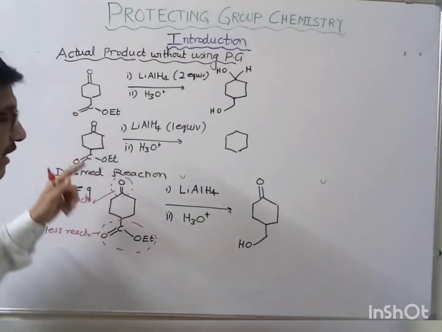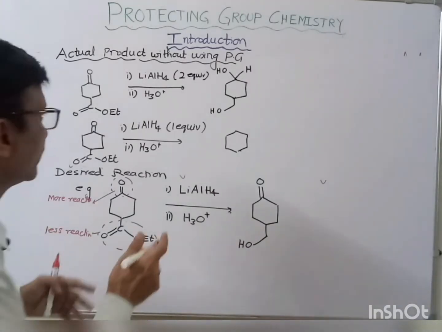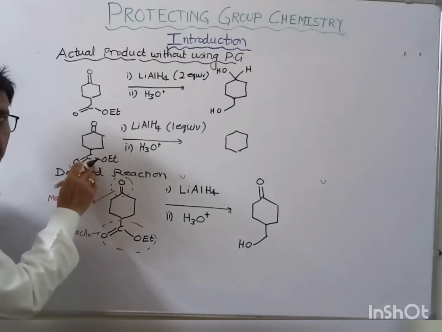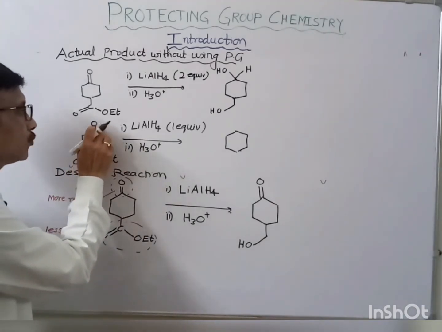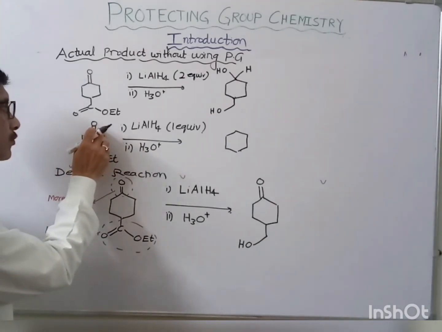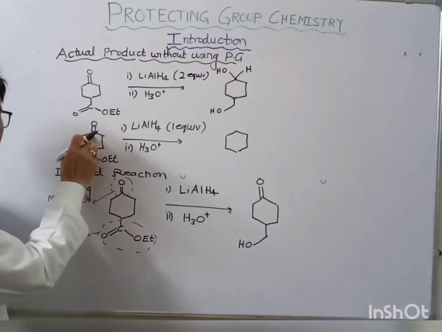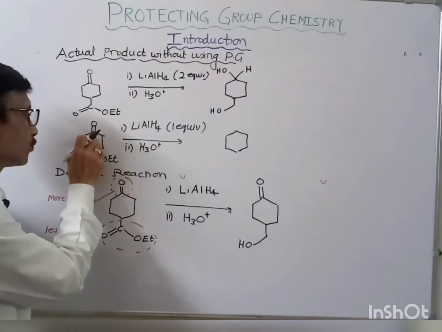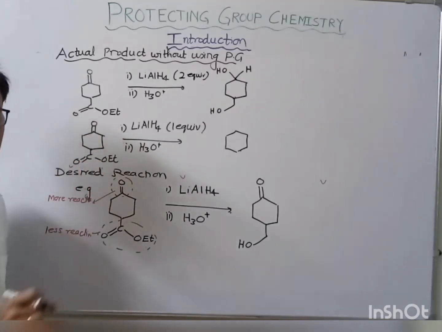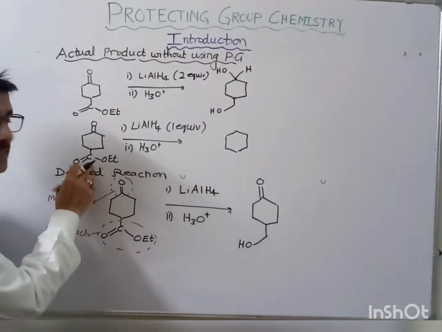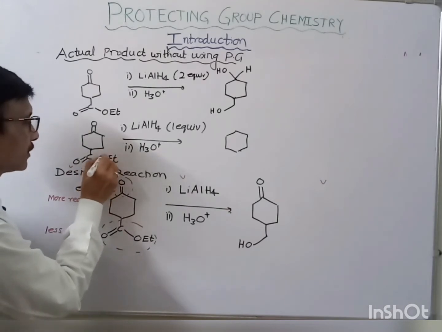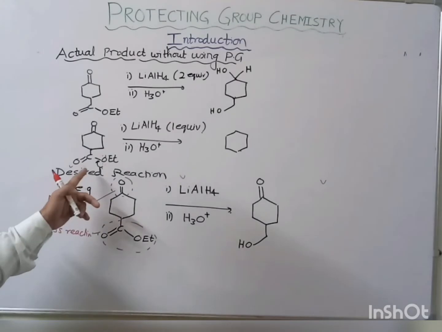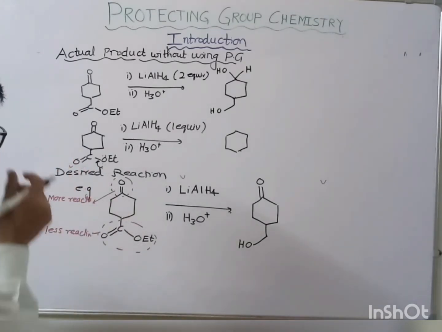The more reactive functional group will only react. The less reactive functional group remains unreacted. So out of these two, keto and ester, the more reactive functional group is the keto, because this is the more electrophilic center. This is the less electrophilic center. Why is this less electrophilic? Due to resonance here, this is the less electrophilic center.